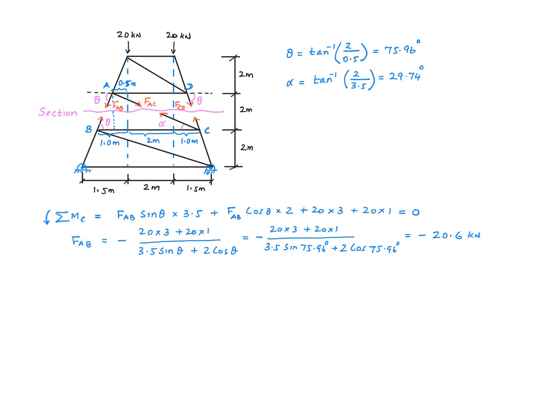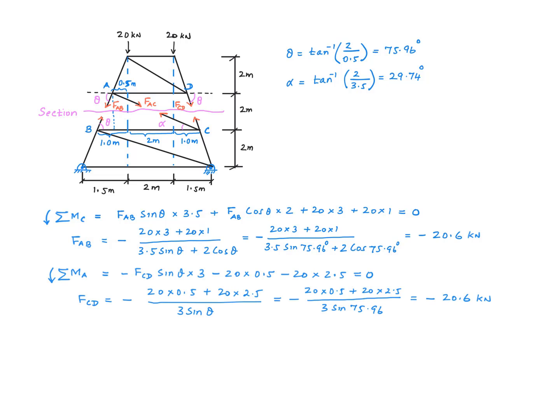And this 20 kilonewton gives us a counterclockwise moment as well. Perpendicular distance to that is 3 meters. This 20 kilonewton also gives us a counterclockwise moment. The perpendicular distance from point C to that force is 1 meter. After rearranging and simplifying, we get a value of minus 20.6 kilonewton for FAB.